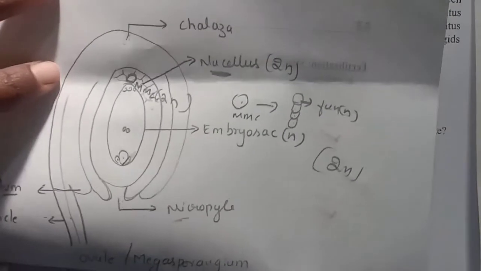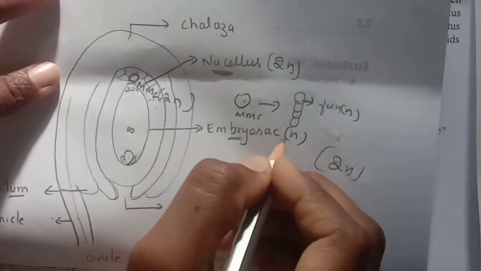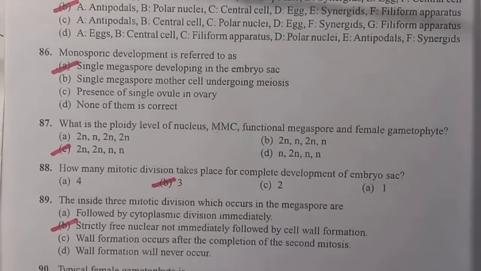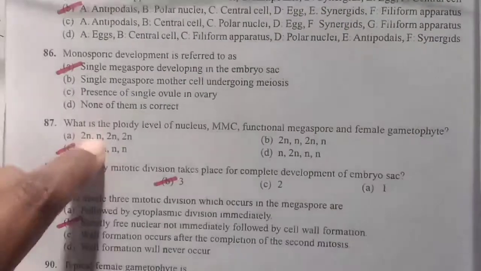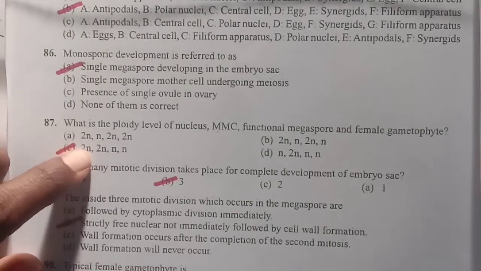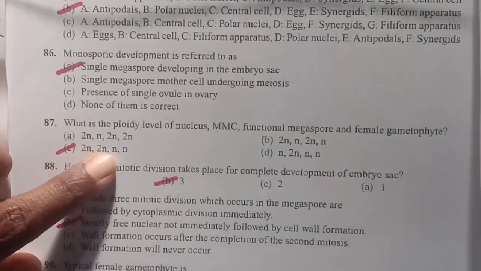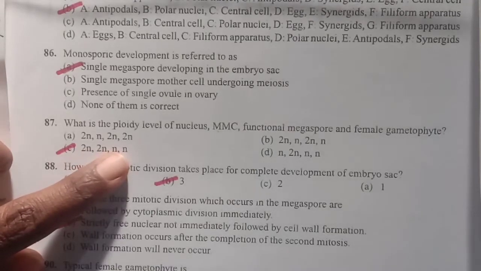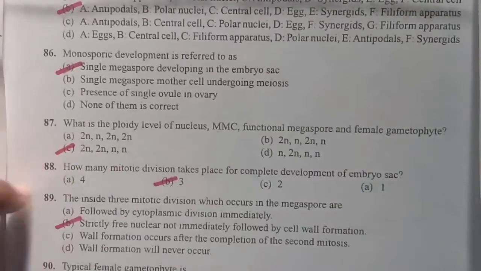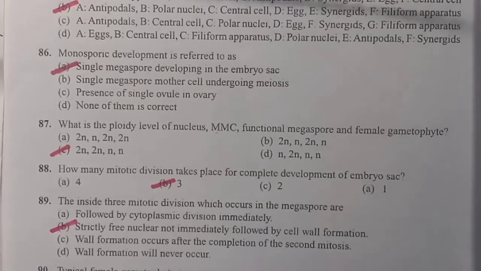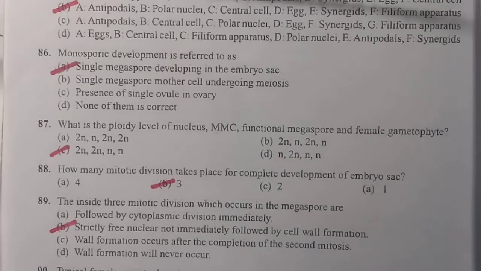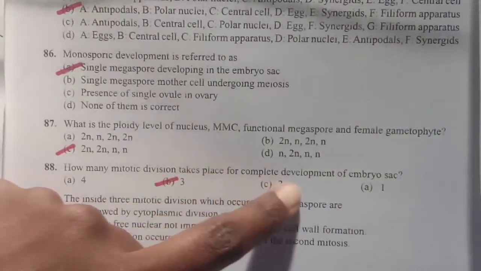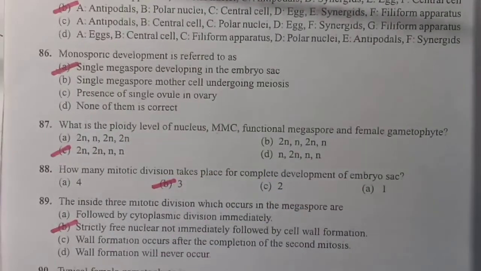And female gametophyte. Female gametophyte is the embryo sac, and you know that embryo sac is also haploid. So here the ploidy level will be 2n for nucellus, it is diploid. Megaspore mother cell, diploid. Functional megaspore, haploid. And female gametophyte is also haploid. And next question, how many mitotic divisions take place for complete development of embryo sac?